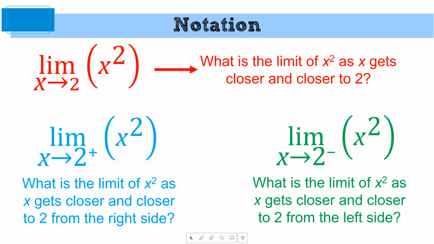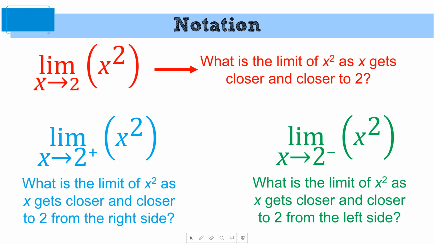The blue one is, notice where the plus sign is, it's on the right-hand side of the number. That means, what is the value of the function as you get closer to 2, coming from the positive side or the right-hand side? The green one is the same idea, except we're approaching from the other side. From the left-hand side or from the negative side.